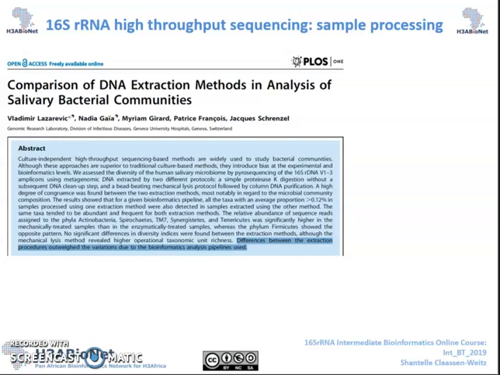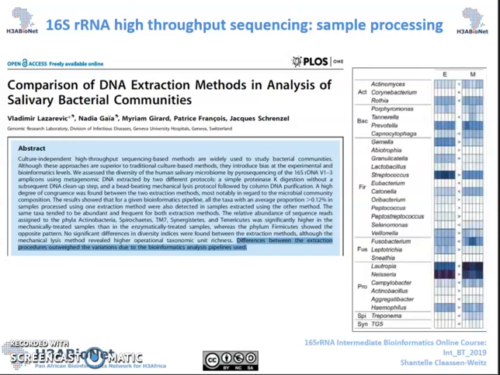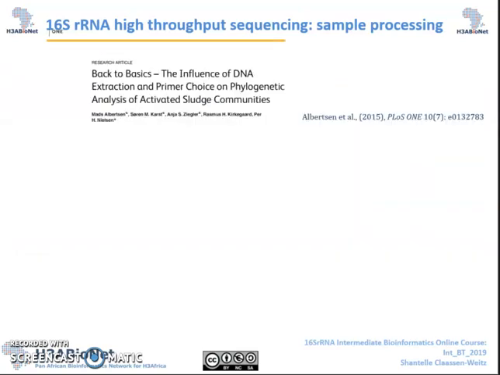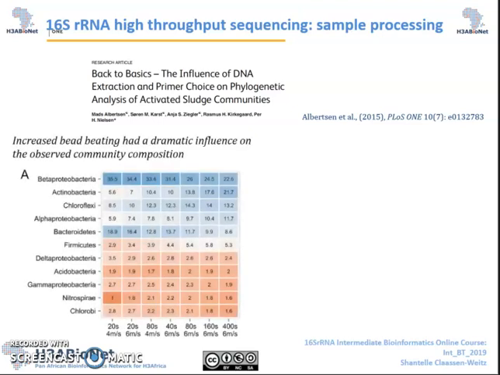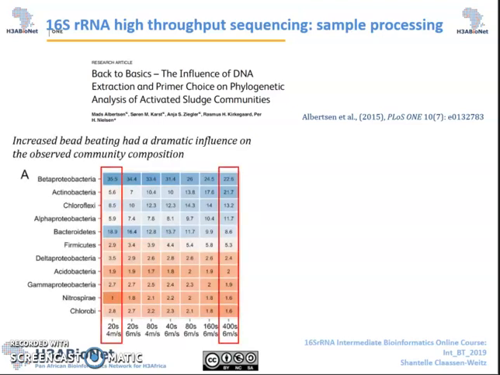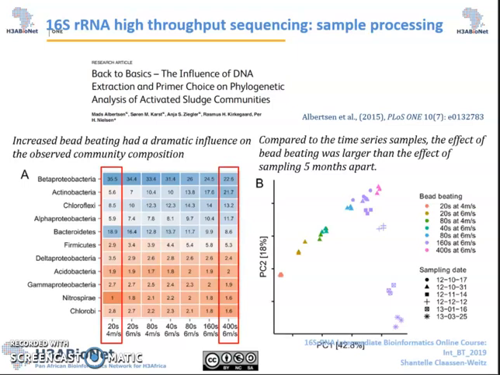Lazarevic and colleagues, for example, showed that the differences obtained in bacterial profiles when using different extraction procedures outweighed the variations observed due to the use of different bioinformatic pipelines. While Albertson and colleagues showed that increased duration of bead beating, also referred to as mechanical lysis, during the DNA extraction had an impact on the resultant bacterial communities. They also showed that differences observed due to bead beating actually outweighed the differences observed when sampling specimens over time.